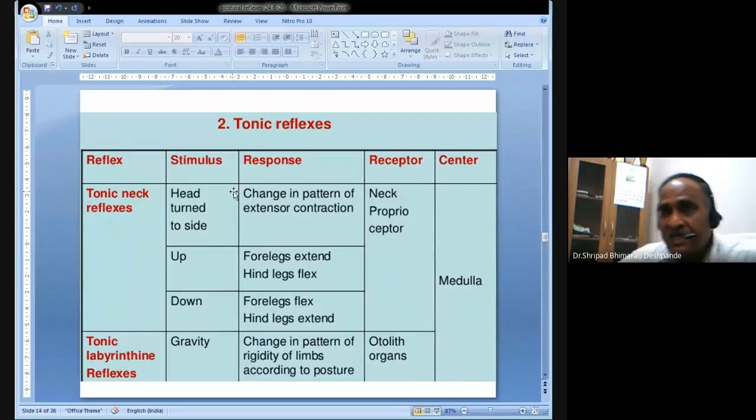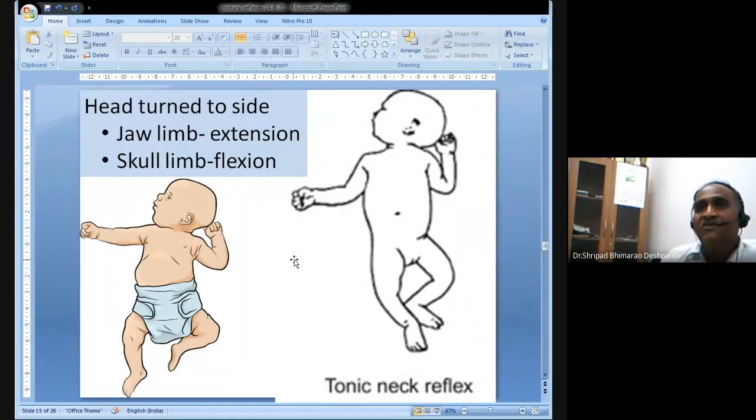Now coming back here, there are what are called tonic neck reflexes. Now if you see this, this is one of the babies. The head is moved to this side. What do you see? This side is the jaw. What happens to this limb? This is extended. What happened to this limb? This is extended. So the jaw limbs, there is an extension. The limbs towards the jaw are extended.